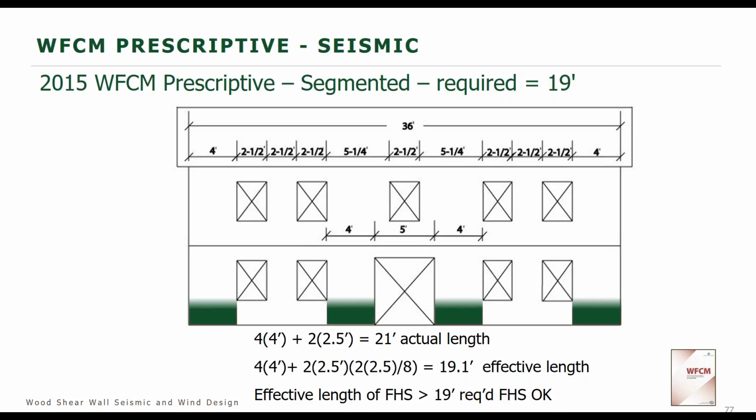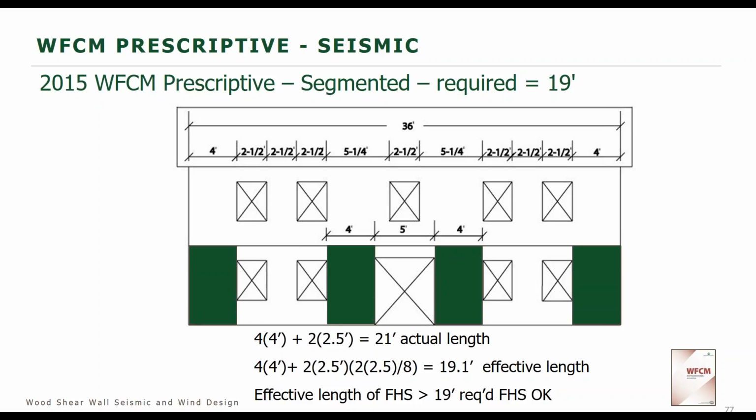So here we go. Here's the design. We have the same shear walls that Lori did: 4 full height shear walls at 4 feet, and then 2 full height shear walls at 2.5 feet. So the actual length of the shear walls is 21 feet.